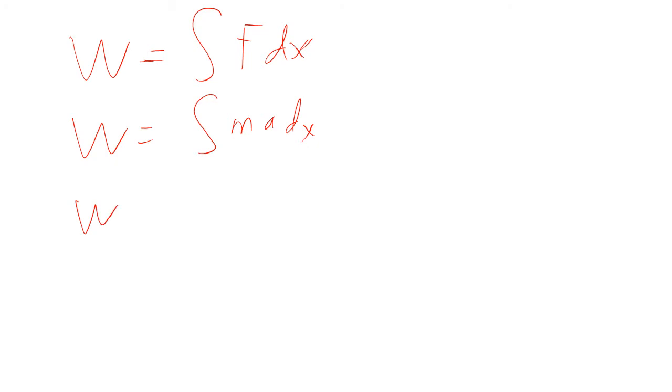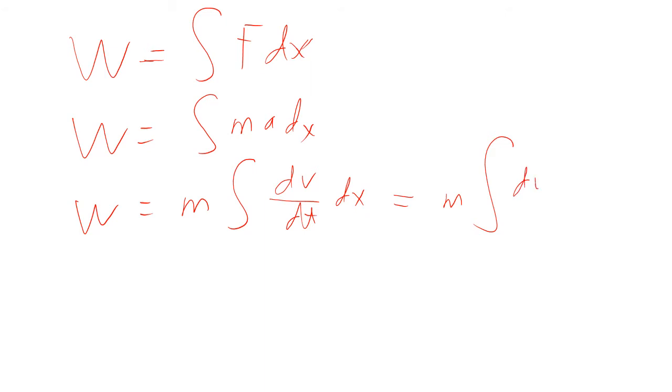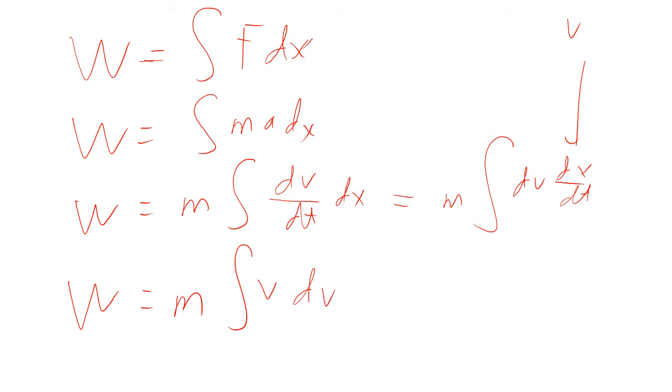Now, if we look at the integral of f dx, well, we know that F is ma. We also know that the mass is going to be constant, so it comes out of the integral. Now, a is dv/dt, but wait a minute, we can pretend this is a fraction. So dx times dv/dt becomes dv times dx/dt. Well, what's dx/dt? That's just velocity. So the work is going to be m times the integral of v dv.